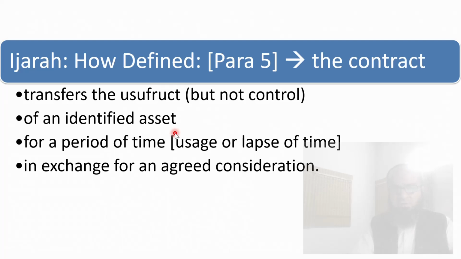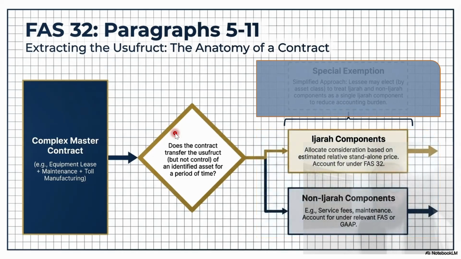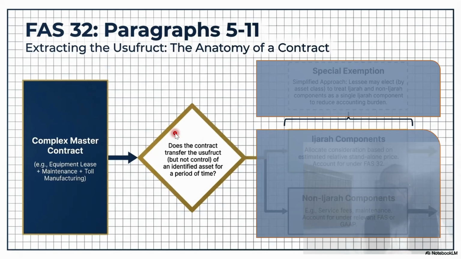Some combine them into three, some say they are four. Thus the contract transfers the usufruct. Then, if there is a package contract in which there is a lease as well as some sort of maintenance plus some sort of toll manufacturing, how are they to be accounted for? Paragraphs 5 to 11 guide us in detail about this. First of all, we have to see if there is a usufruct transfer. It means the Ijara component.